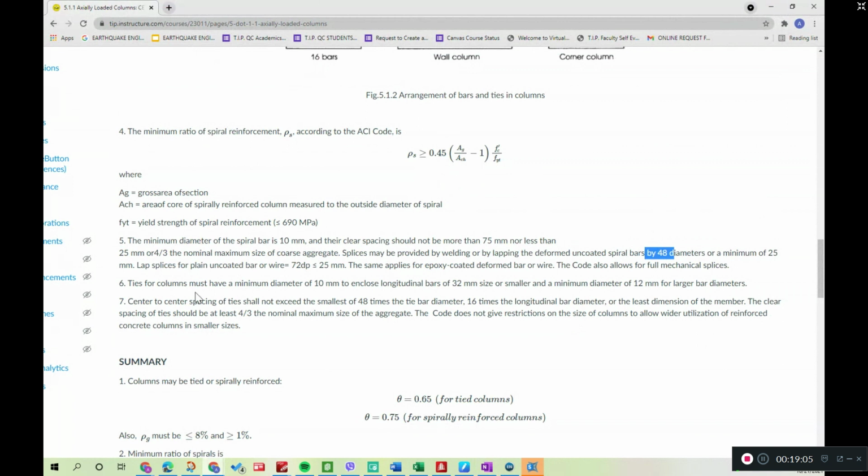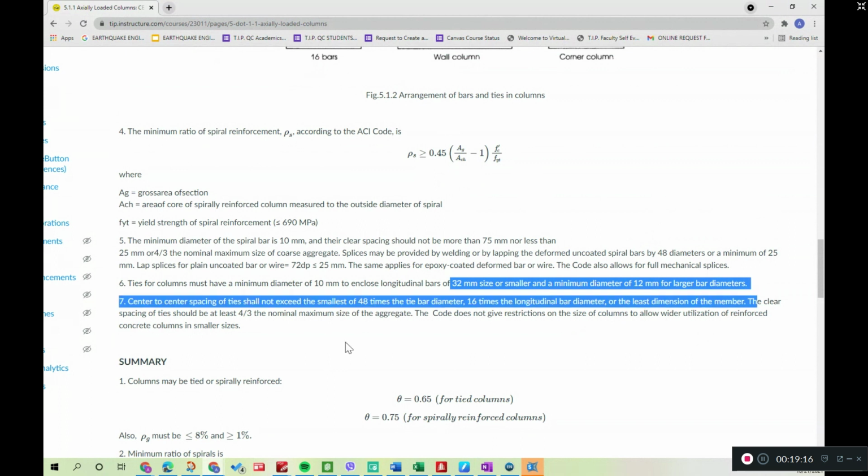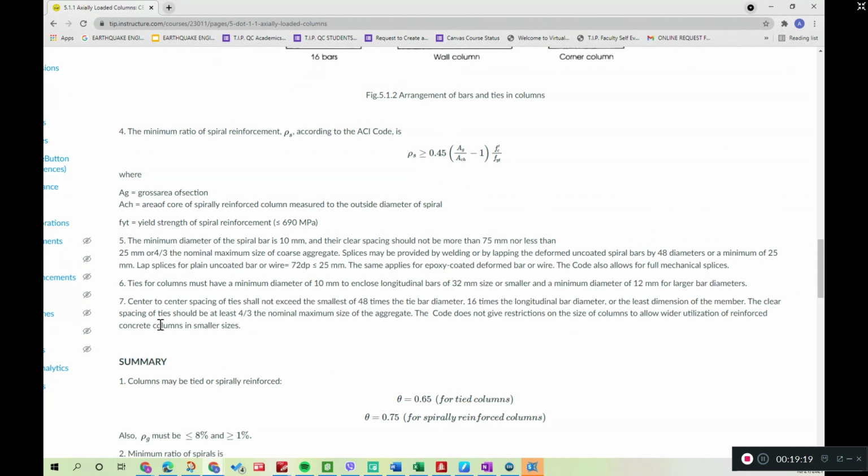Okay, so the ties for columns must have a minimum of 10 mm to enclose longitudinal bars, or 12 mm size for 32. I think I said this one already last time. Now, center to center spacing of ties shall not exceed the smallest of 48 times the tie bar diameter, 16 times the longitudinal bar, or the least dimension of the member. Say for example, if you have 400 mm by 500 mm, then you have to consider the 400 millimeter instead of the 500 millimeter.